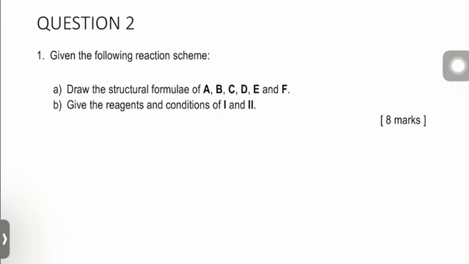Okay, next, question number 2. For this question, you are given a reaction scheme starting with an alcohol, and you are needed to (A) draw the structural formulas of A, B, C, D, E, and F in the boxes provided, and also (B) give the reagents and conditions for 1 and 2. Okay, let's take a look at the reaction scheme.